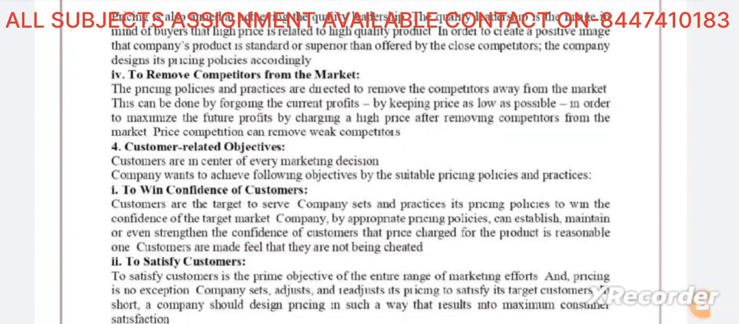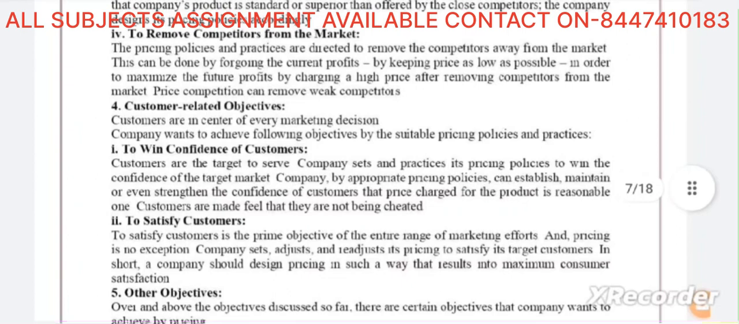This can be done by foregoing the current profits, keeping the price as low as possible in order to maximize the future profits by charging a high price. After removing competitors from the market, price competition can be removed. Weak competitors. Customer related objectives.